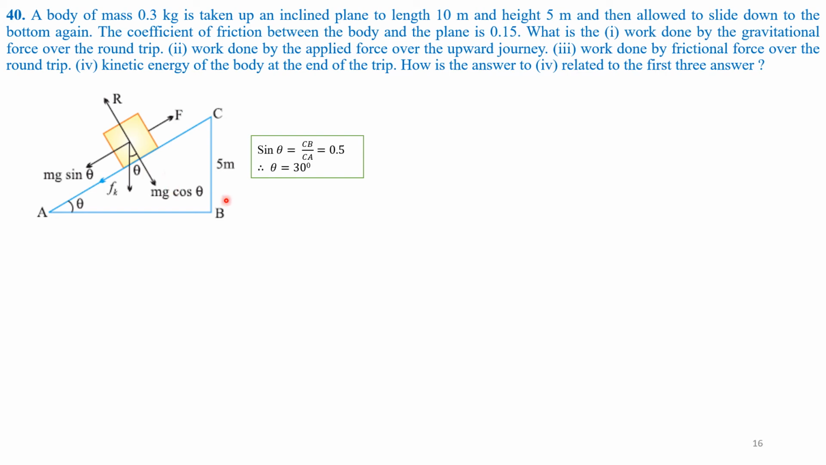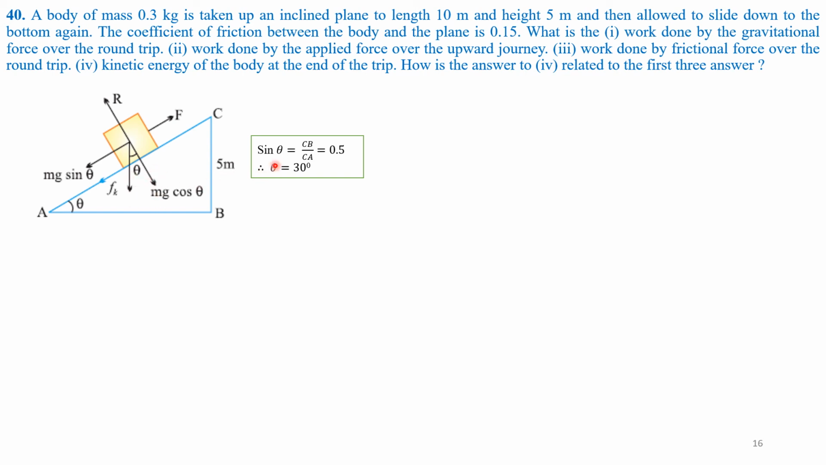So here the length of the plane is 10 meters and height is 5 meters and the body is moving. Angle is theta and the forces, applied force is capital F and frictional force is Fk, that is moving along the surface, and the components are mg sin theta, mg cos theta, and the downward force is mg, and we have to find the angle theta.